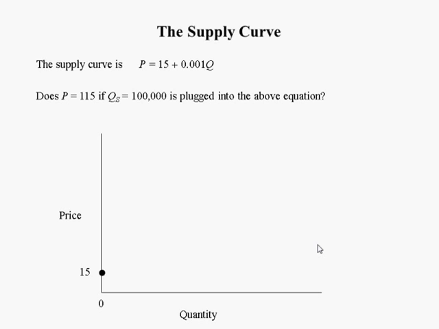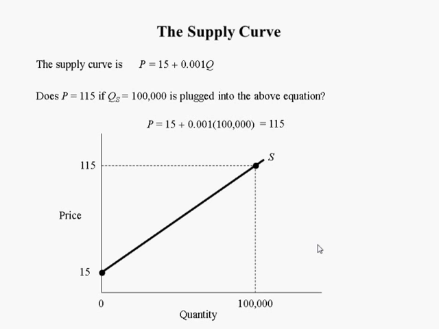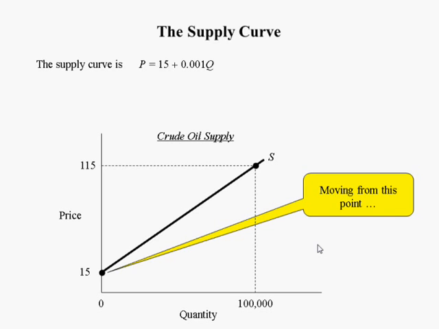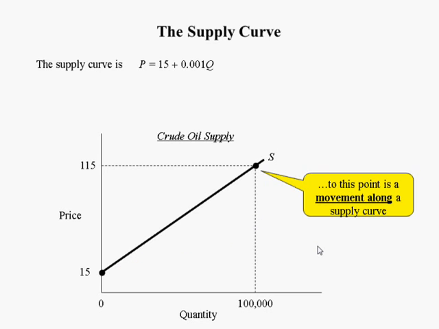Plot the point. Now plug in 100,000. Well, we should get $115 per barrel. Sure enough, because 100,000 times 0.001 is 100, and 100 plus 15 is 115. Well, we did all the math correct. So now we plot the line and label it crude oil supply. Now moving from this lower point up to this higher point is a movement along supply. Because the actual line didn't change location, we cannot say that supply increased. We can say that quantity supplied increased because the price went up.